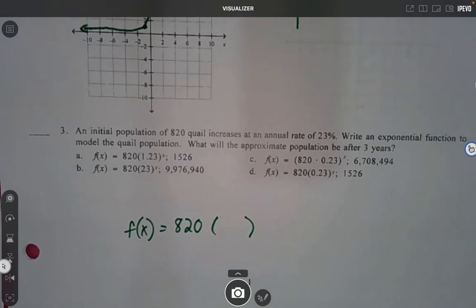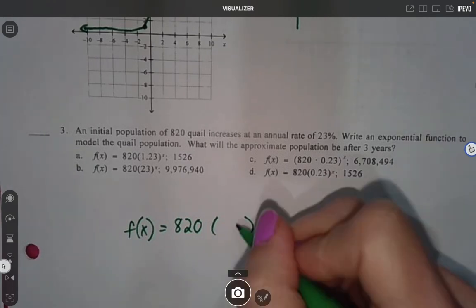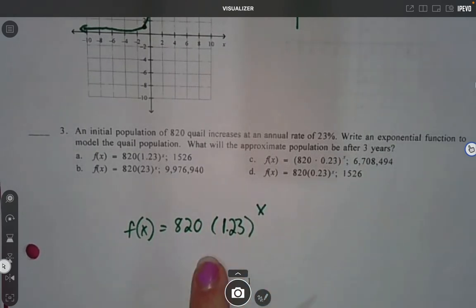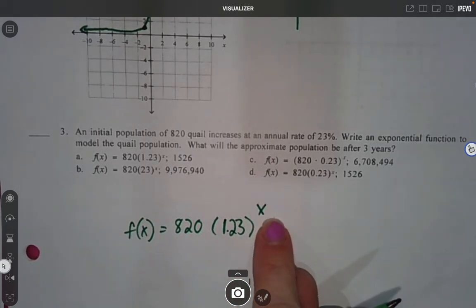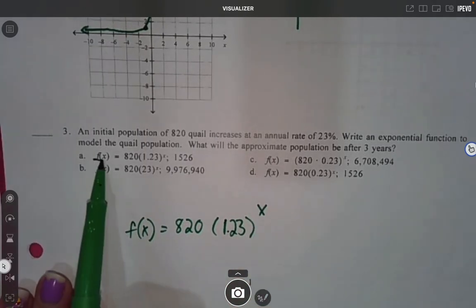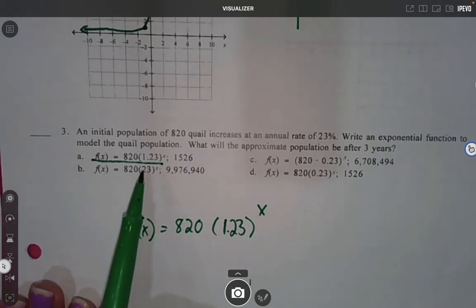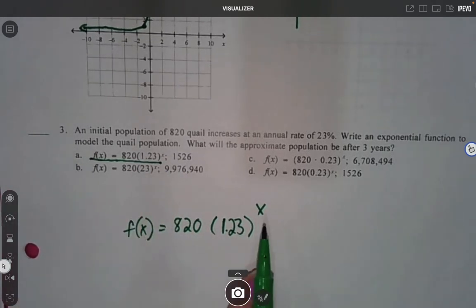Hold on, I'm looking at the wrong thing. But I'm pretty sure that's right. Just want to make sure. Yeah, it is 1.23. And then you put your exponent x, okay? Remember, the exponent would be 3. No, well, it is in a second. See how the first part is your equation? So it has the x. The second part, yes, you plug in 3.